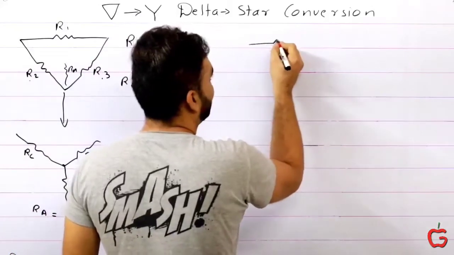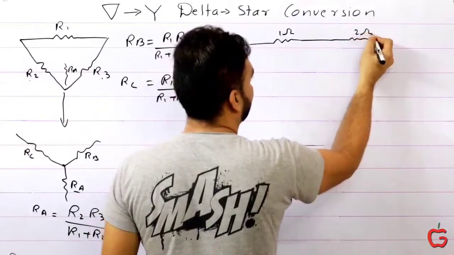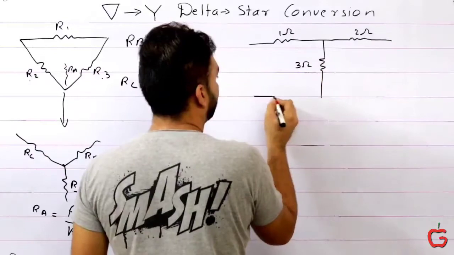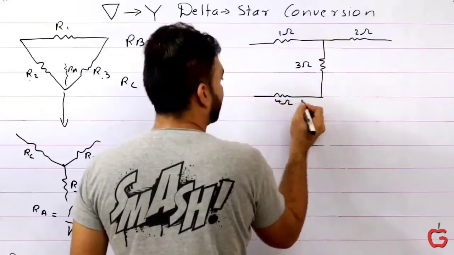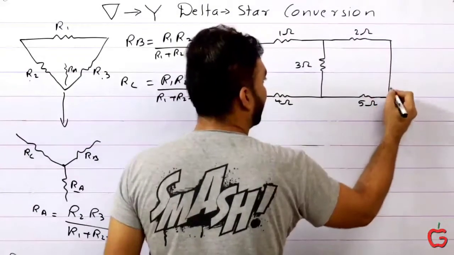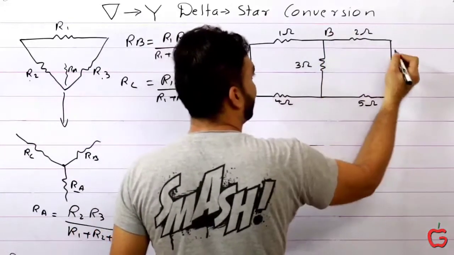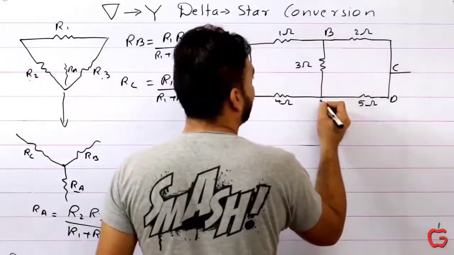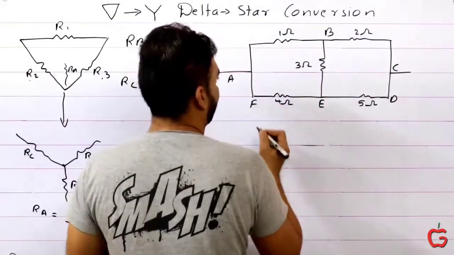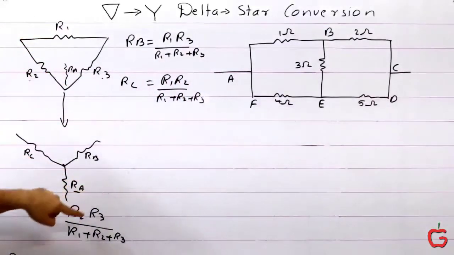So the circuit was 1 ohm here, 2 ohm, 3 ohm, 4 ohm, 5 ohm and so on. We will name them A, B, C, D, E, F. Now we are going to convert a triangular to a star shape.